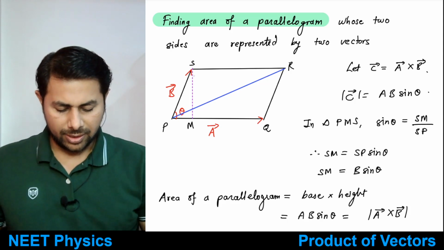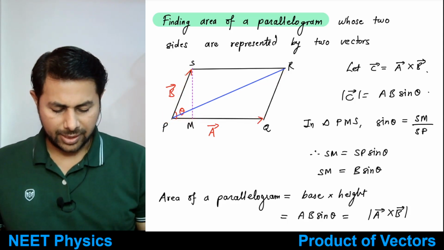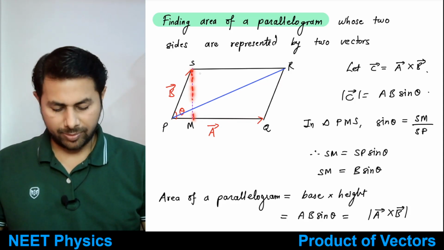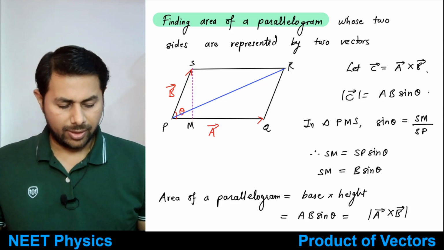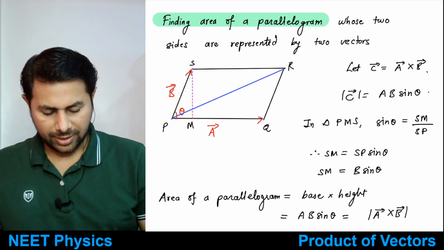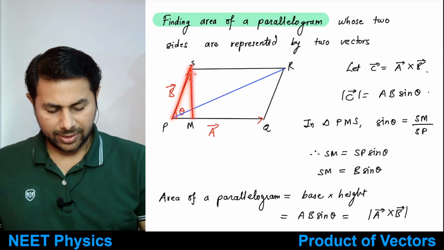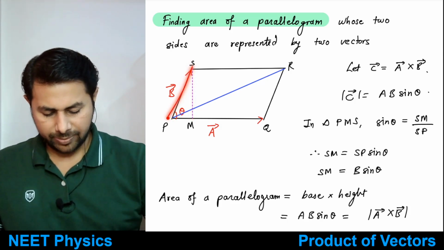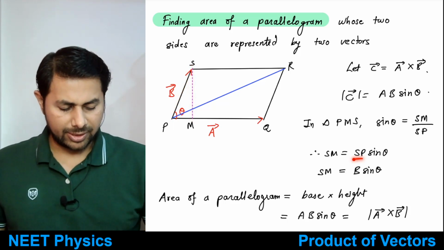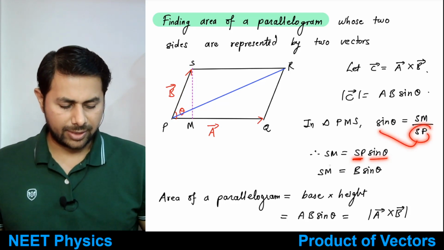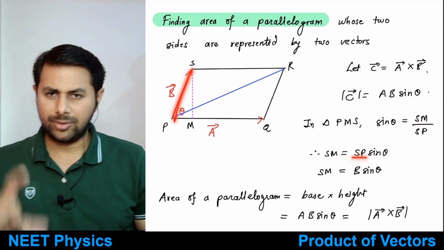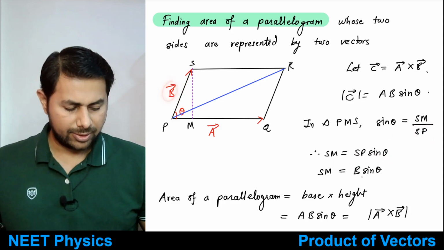Now see in this diagram, I am drawing a perpendicular from here. In this triangle PMS, what will be sin theta? Sin theta is opposite side divided by hypotenuse. Opposite side is SM, hypotenuse is SP. So SM is equal to SP sin theta. SP is the magnitude or length of vector B bar, so SM is B sin theta.